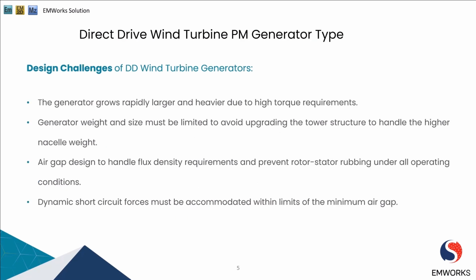While direct drive generators offer numerous advantages, their design comes with a unique set of obstacles that engineers and designers need to overcome. Let's delve into the specific design challenges. One significant design challenge with direct drive wind turbine generators is the rapid increase in size and weight due to the high torque requirements. As we aim to maximize torque efficiency, we must carefully manage this growth to avoid adversely affecting the wind turbine's overall structure and performance.